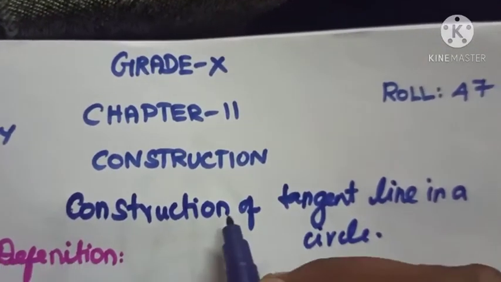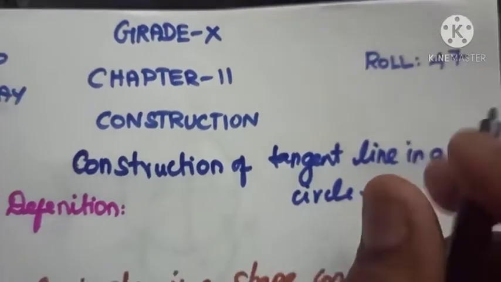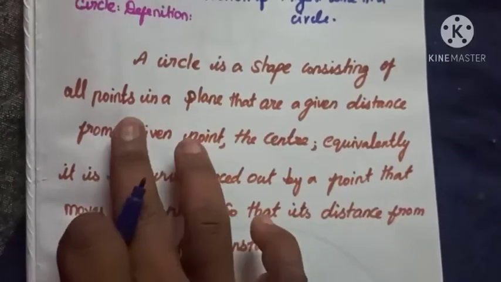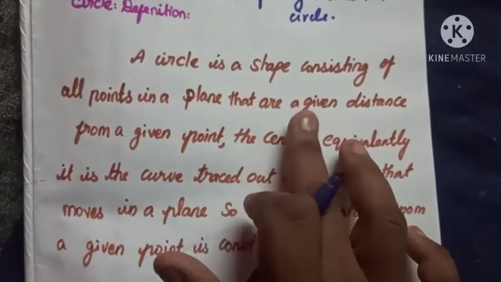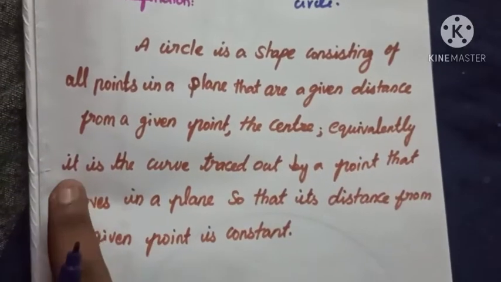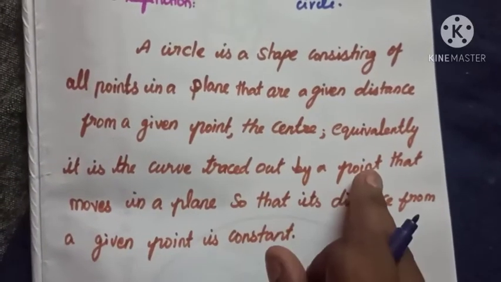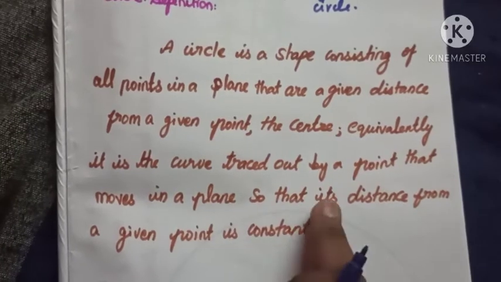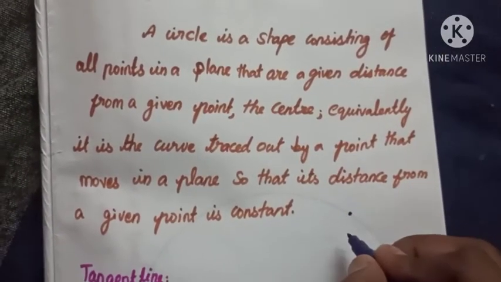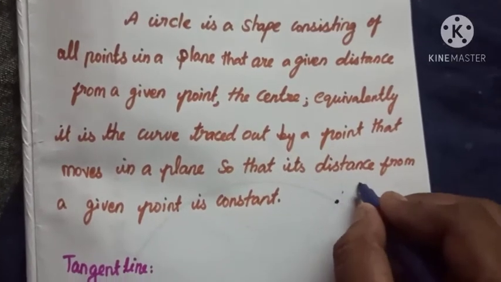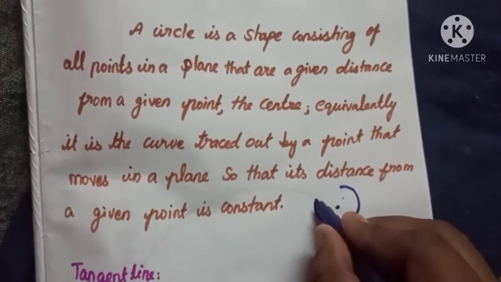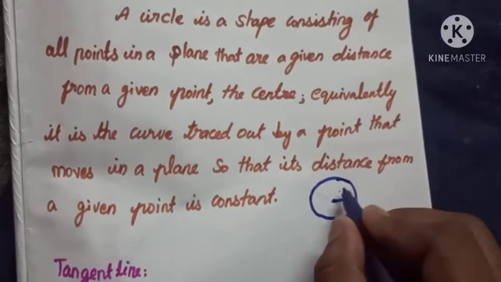Before we construct the tangent line, what is meant by a circle? A circle is a shape consisting of all points in a plane that are at a given distance from a given point, the center. Equivalently, it is the curve traced out by a point that moves in a plane so that its distance from a given point is constant. For example, this is the constant point. We move throughout the plane to join all the points. It is traced as a curve, so we call it a circle.